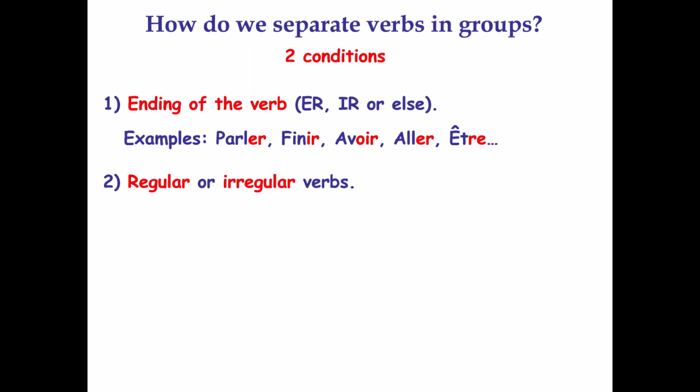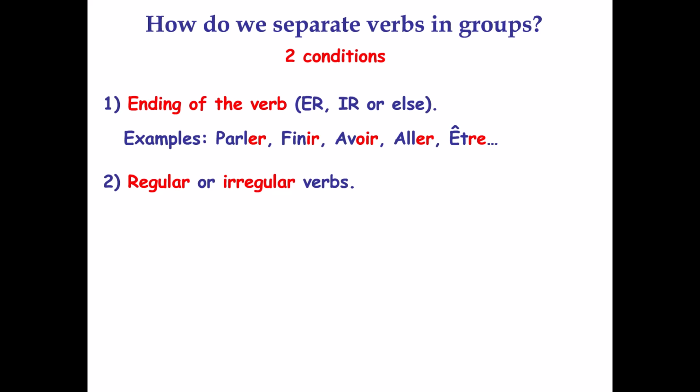How do we actually separate the verbs? There are 2 conditions to look for. The first condition is the ending of the verb. Does the verb end with ER, IR, or something else, like OIR or RE? For instance, parler ends with ER, finir ends with IR, avoir ends with OIR, aller with ER, and être with RE.